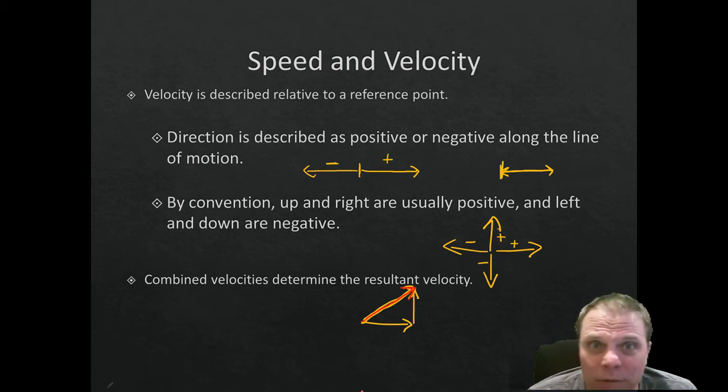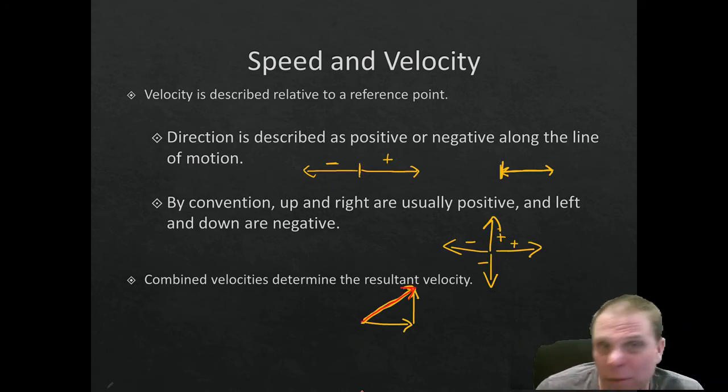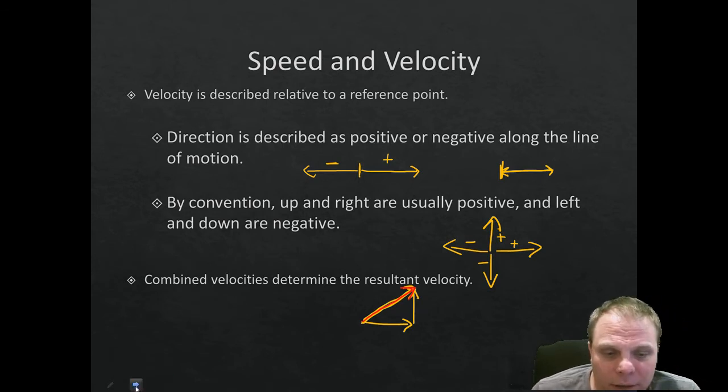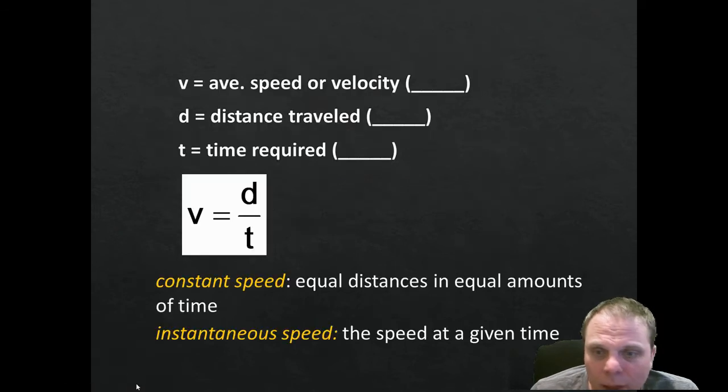I move this way and I move that way. Well, my net change is in that angled direction, okay? So those combined velocities are a resultant velocity. You'll hear us oftentimes talk about vectors. And if we add these two motions together, then we have a resultant vector, which would be that diagonal arrow, okay? All right, let's go on.